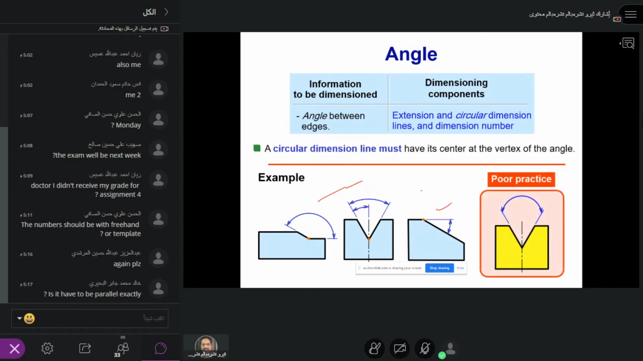The poor practice you see here: this angle is almost like this, but it is supposed to be like this. The acute angle should be placed near the vertex. When you see it, you will understand what mistakes were made.